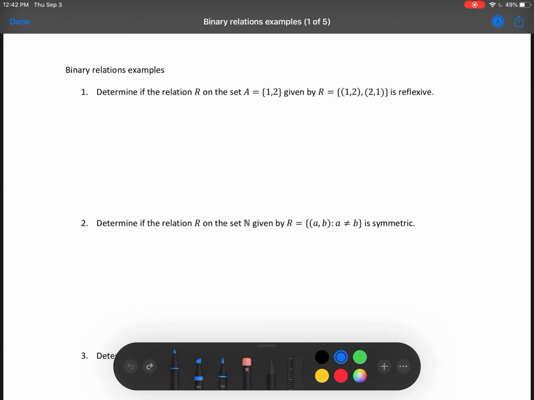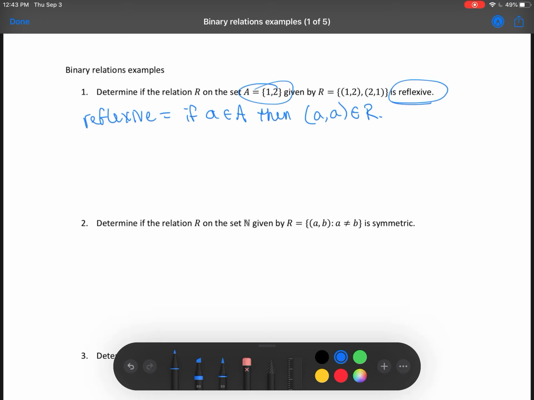Okay. So let's remember what it means to be reflexive. Reflexive means that if a is an arbitrary element of our set capital A, then the ordered pair (a, a) is in the relation. So we want to ask ourselves, is that the case for this relation? In other words, for every element in this set, is that number with itself in the relation? And hopefully the answer that you're thinking is that it's not reflexive.